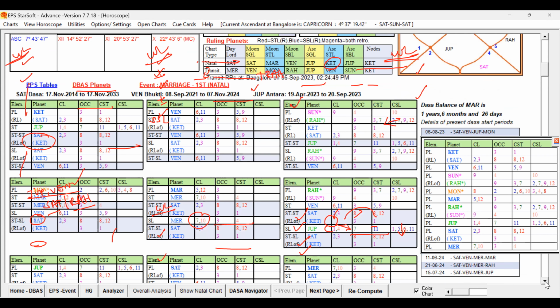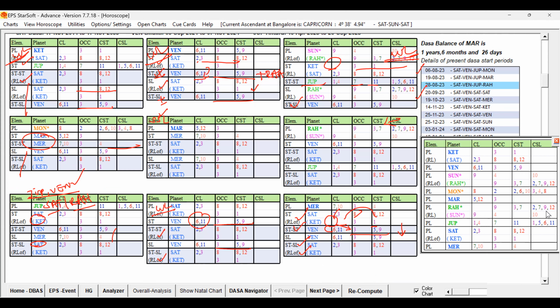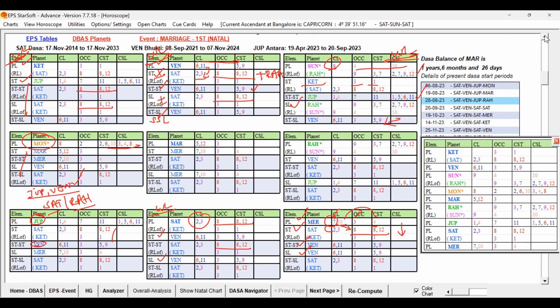Let us check what Mars is also signifying. Yes, I think this is fine now. So sublord is Mars. Mars is our blue planet only. 5 and 3 is good. So that is also playing a role. Mars is also good. Okay, anyway.